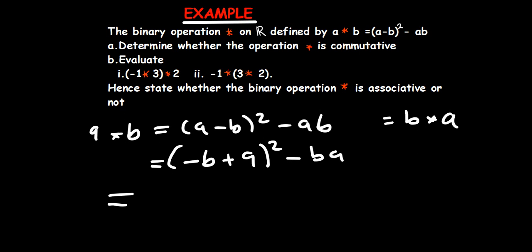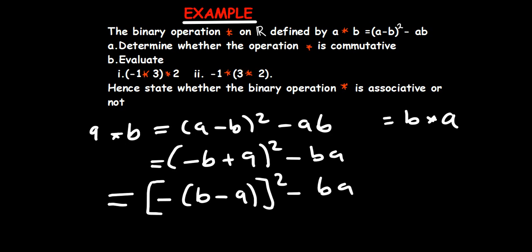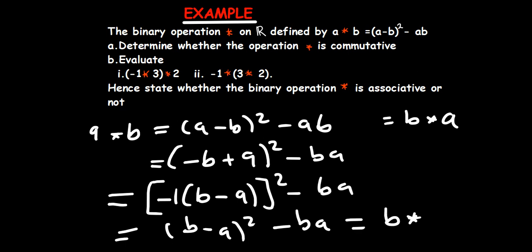Then we see here that we can factor out a negative. So when you factor out a negative there, you get negative, then you have B minus A, squared there, minus BA. When you square, negative 1 squared is going to give us a positive 1. Then here you get B minus A squared, then minus BA, and this is equal to B star A. So this shows that this binary operation here is commutative.